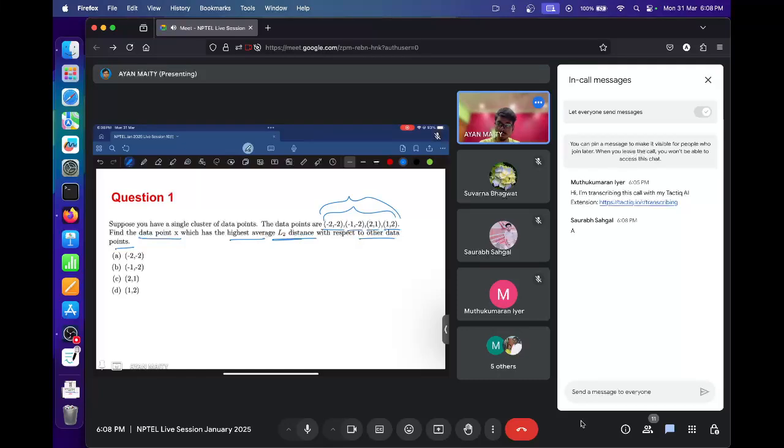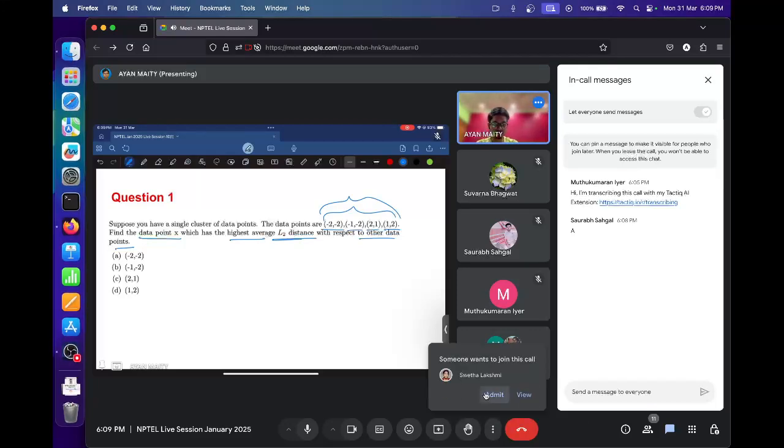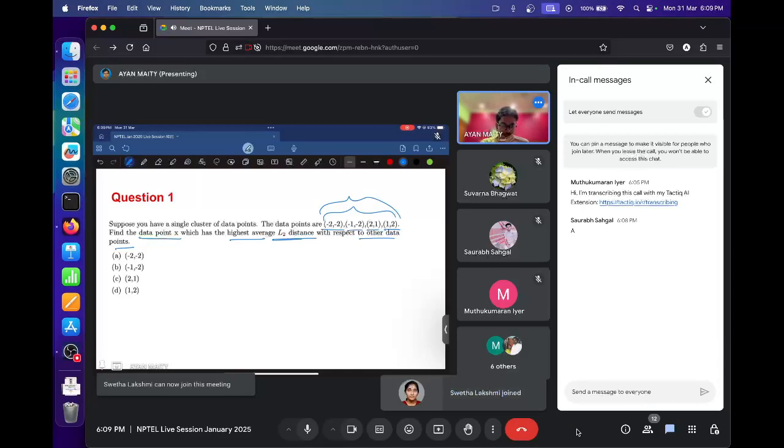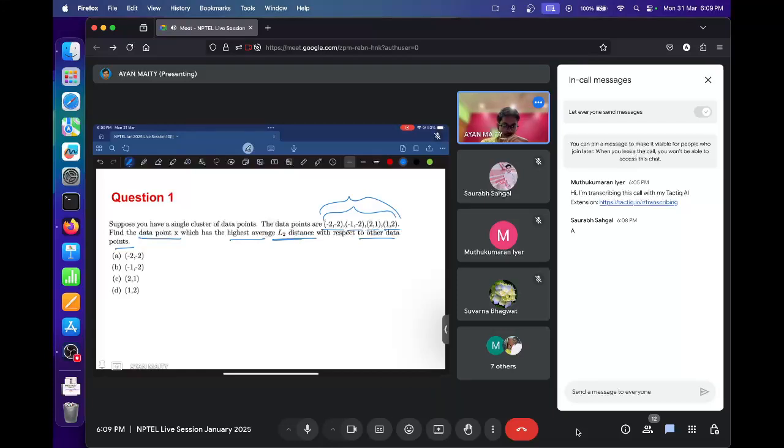Saurabh Sehgal says option A. Okay. Anyone else? Muthukumaran Iyer says option A. Okay.